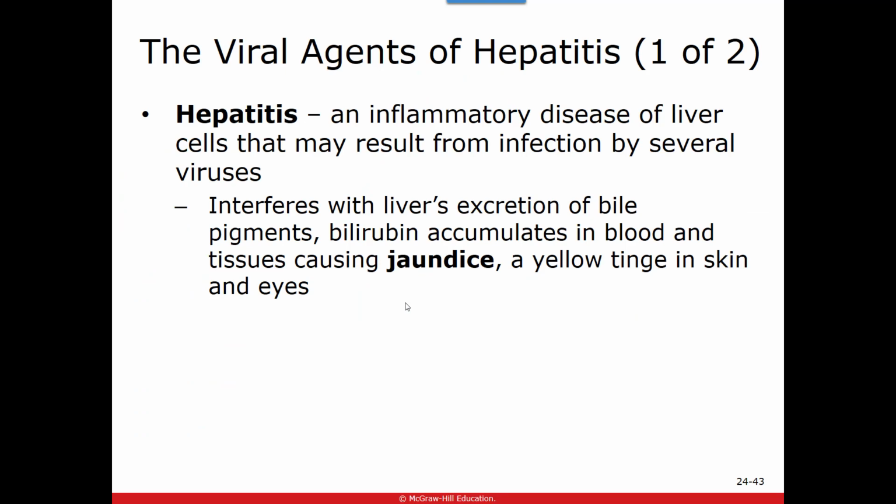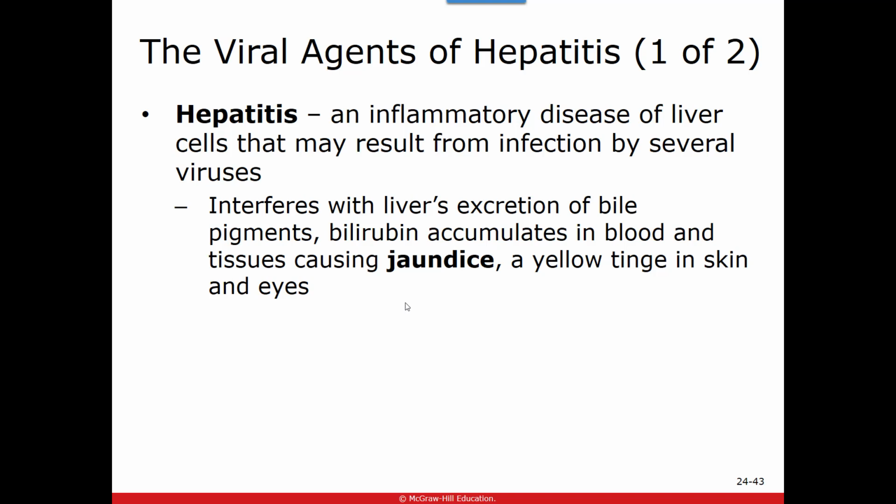Now, there are lots of things that can cause hepatitis, not just viruses. Alcoholism causes hepatitis. Certain foods and beverages can cause hepatitis. Different other kinds of drugs can cause hepatitis. But we're going to talk about viruses that can cause hepatitis. And now, the hepatitis, when you have inflammation of the liver, is usually going to have some issue with bile pigments and bilirubin accumulating in the blood. And when you have that bilirubin in your blood, it causes a visible characteristic called jaundice. It's when your skin, and especially your eyes, start to have a yellowish tinge to it.